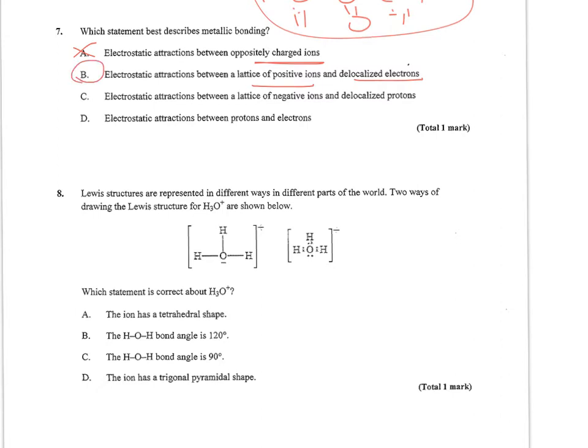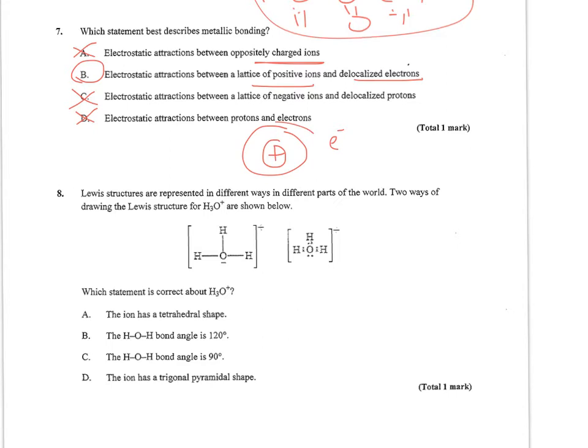cations. C, electrostatic attractions between a lattice of negative ions and delocalized protons, no. And D, electrostatic attraction between protons and electrons, not quite, because the positive ion actually contains the positive nucleus as well as the inner electrons pulling on just the valence electrons. So this cation is more than just the protons.